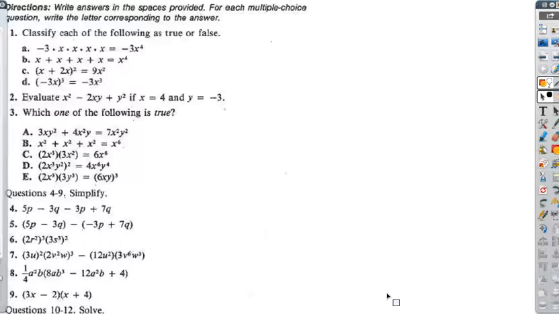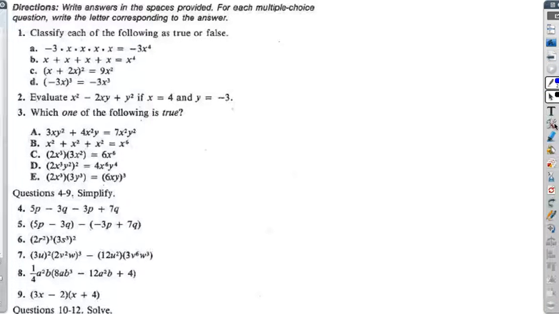We're going to take a look at the Chapter 4 unit test in several different videos. First, we're going to look at problems 1 through 3. So here we go. Question 1a. Classify each of the following as true or false.